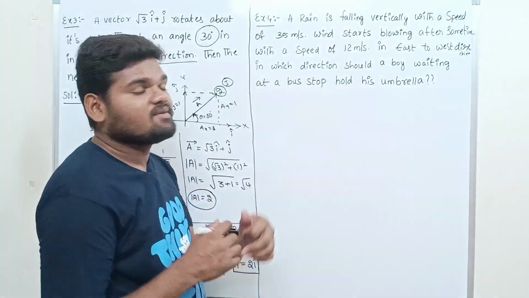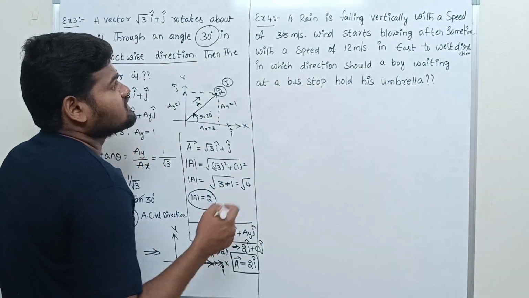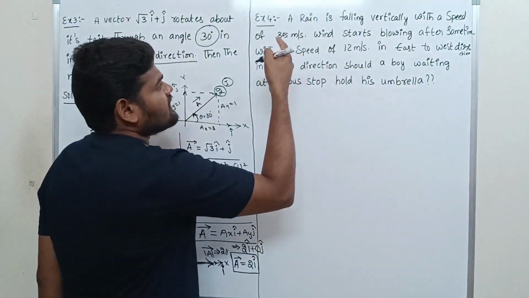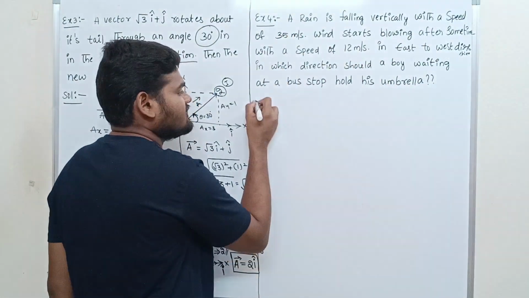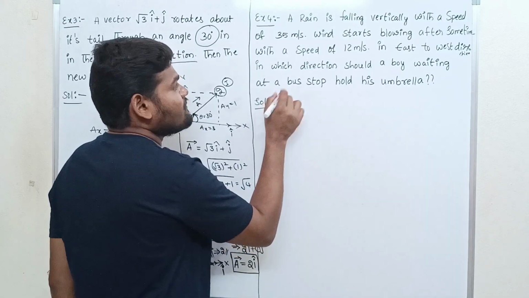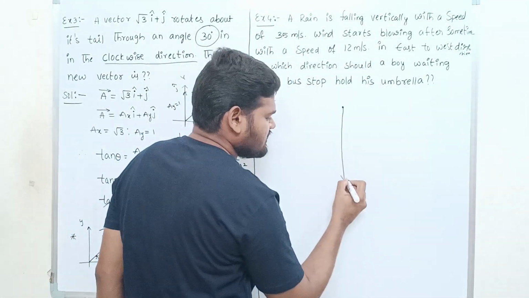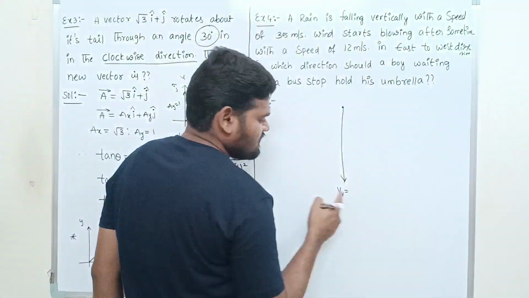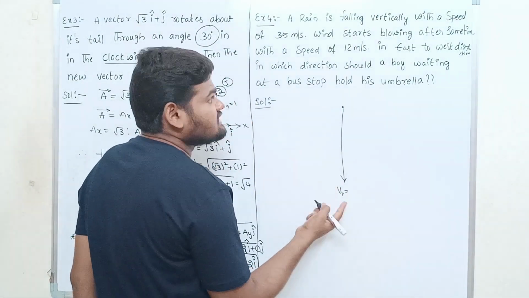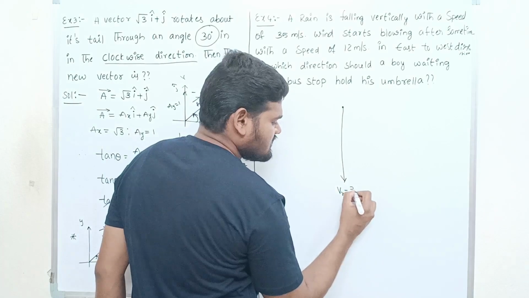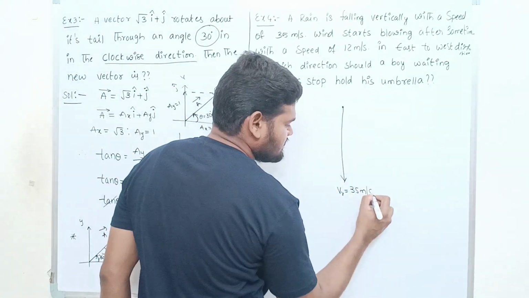Example number 4, what is given. A rain is falling vertically with a speed of 35 meter per second. I'm just drawing the diagram based on the given question. So the rain is falling in a vertically downward direction. Velocity of rain, VR, how much? With a speed of 35 meter per second.